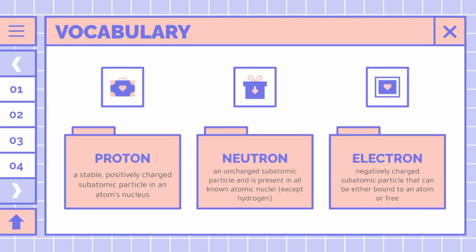Protons, neutrons, and electrons are all a little similar based on the fact that they are all subatomic particles that belong to atoms. However, electrons can either be bound to an atom or float around, while protons and neutrons belong in an atom's nucleus. The difference between the two is that protons are positively charged while neutrons are uncharged.